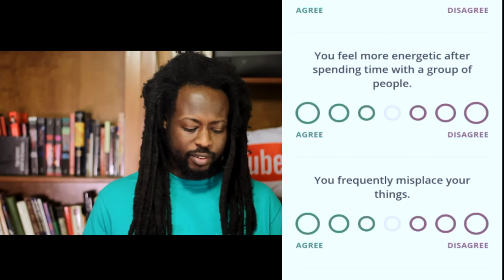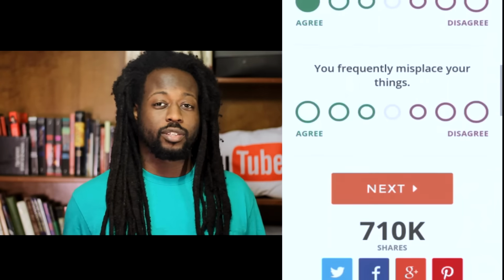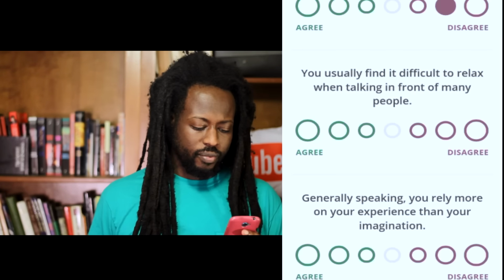You feel more energetic after spending time with a group of people. This is 100% true for me. This is how I know that I'm an extrovert. If I get an eye on this, which I probably won't, it will be wrong. Because the biggest difference between introverts and extroverts is how you derive your energy. When I'm around people, I get a lot of energy. I'm far more energetic around people than when I'm by myself or with just one person.